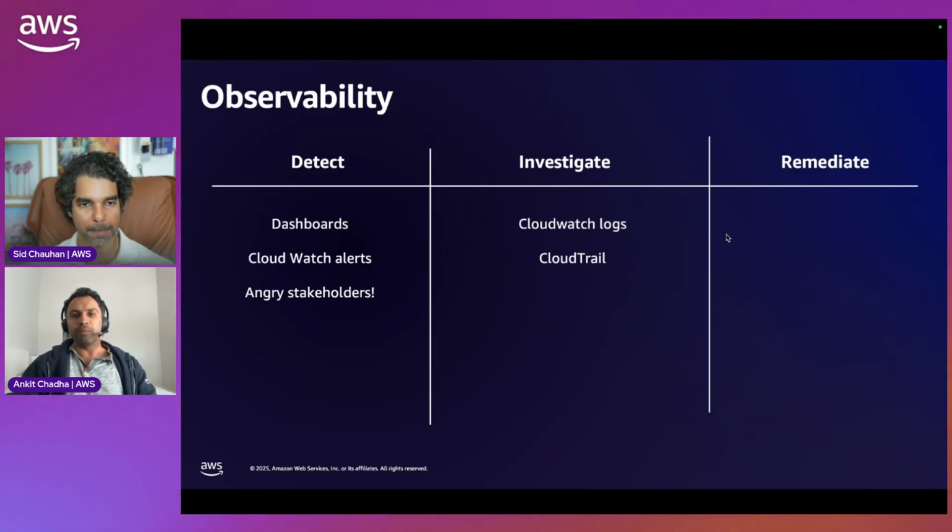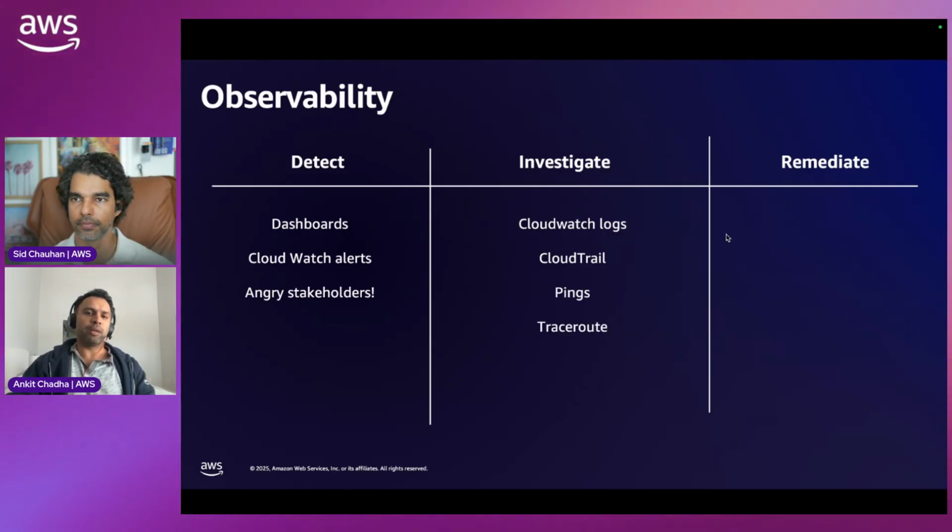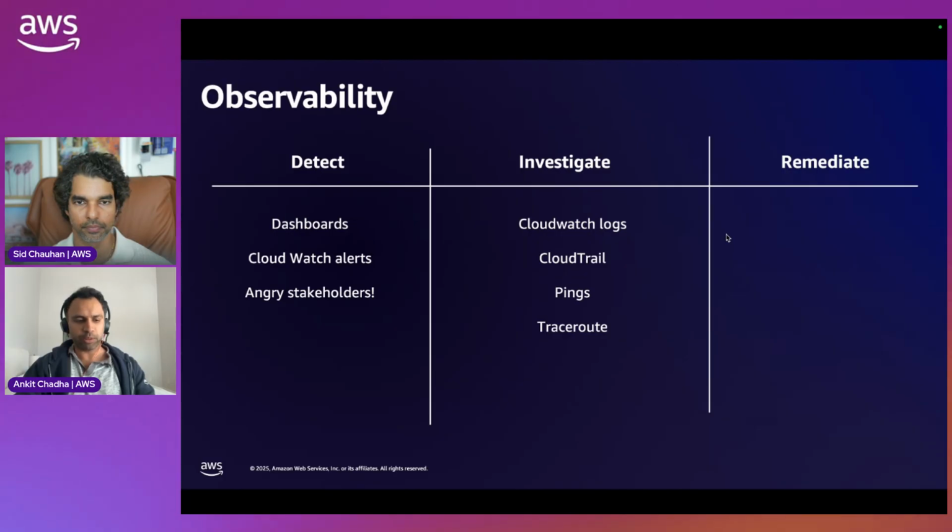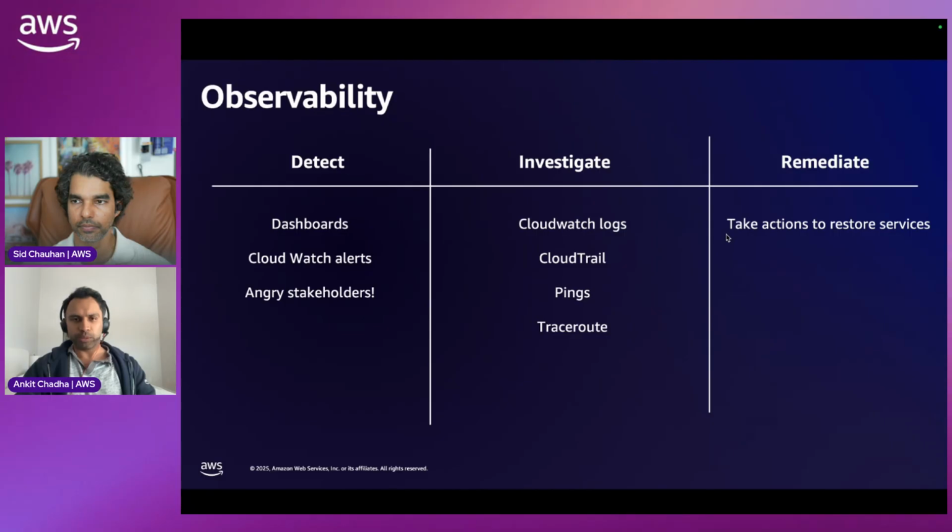The second bucket is investigate, where you start diving in as to what's truly going on. What do my logs say? What do my CloudTrail access trails say? On the networking side of the house, we use utilities like ping and traceroute pretty often, to find out whether there is connectivity, which is where ping comes into the picture, or to find out where in the networking path something might be broken, using traceroute. The third bucket is remediate, where you actually take actions to restore services.